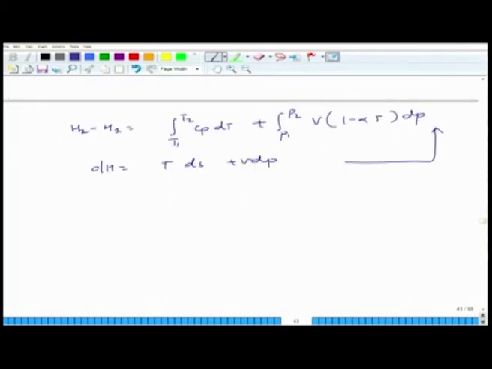So as far as the Maxwell relations, the derivatives and their usage are concerned, I will stop here, and in the next lecture we will talk quickly about the stability aspect of it.